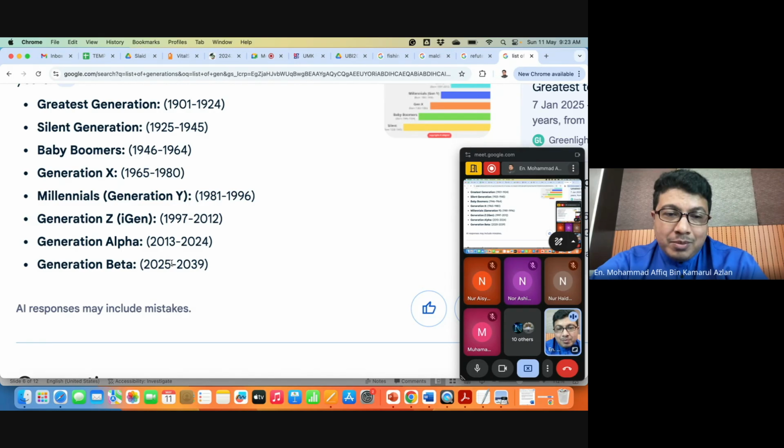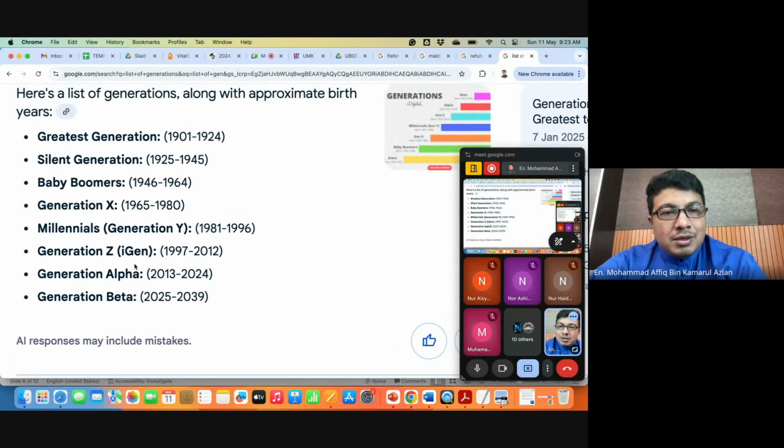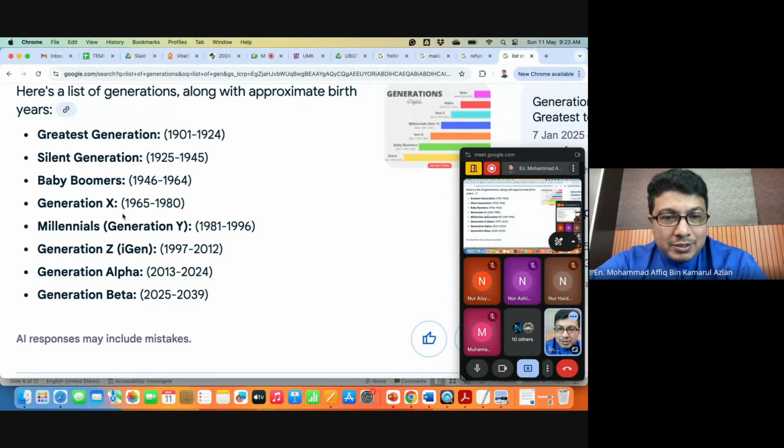So after UMK, if you got married and you have kids, in 2030, 2031, your kids will be Generation Beta. Your parents might be Gen X or baby boomers. So your parents.